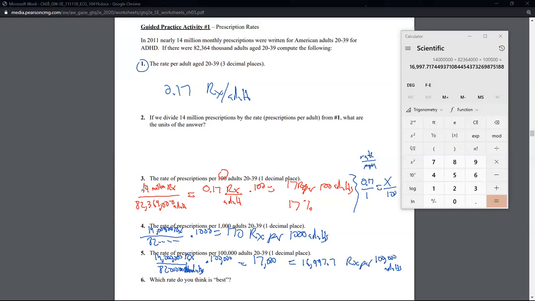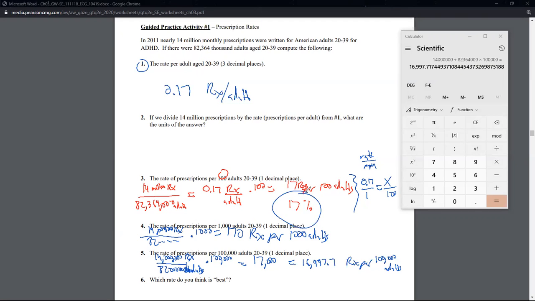Another person might say, well, I like the answer to number 3 more because, since we scaled it to 100, we've talked about how scaling to 100 relates to a percent. So a lot of people like to think of things as percentages. So 17% of adults in this age range are expected to have an ADHD medication.